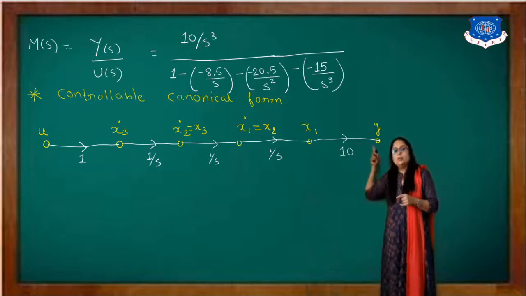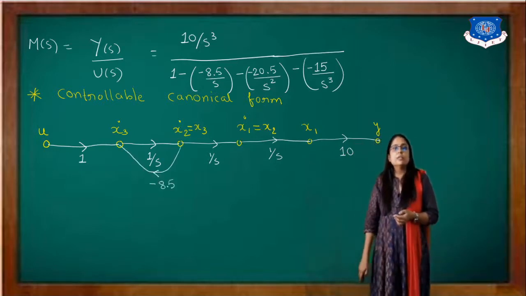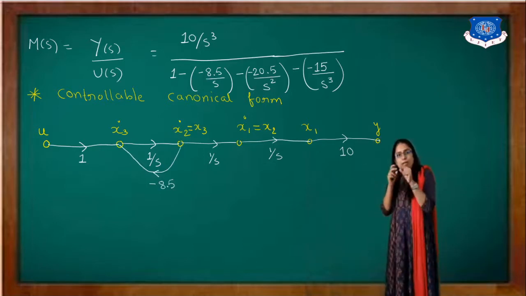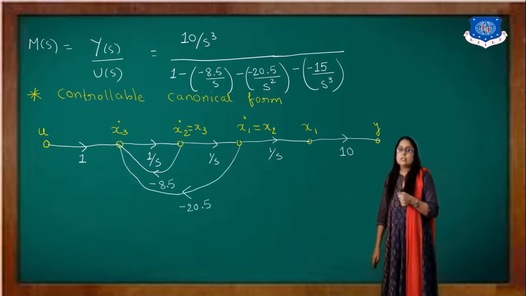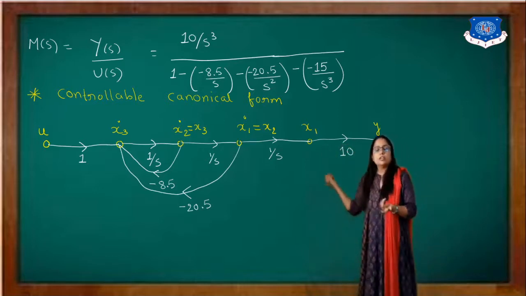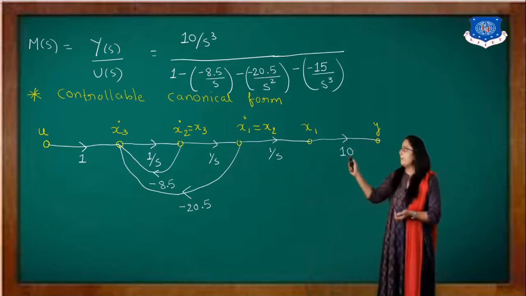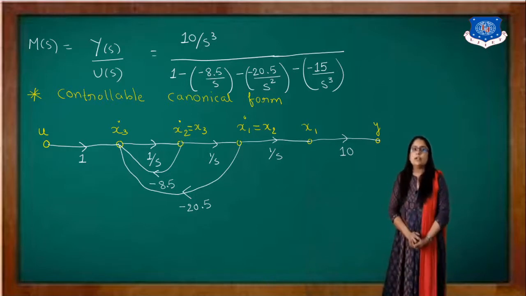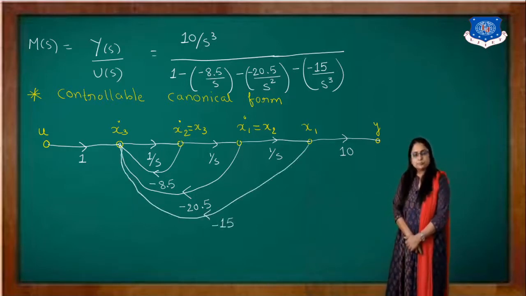Now, for the denominator, what will we do? We will specify each individual loop. The first is 8.5 here, so when you multiply this it becomes minus 8.5 by s. Then s square. You just multiply the loop, the same thing you people do in SFG: 1 by s multiplied by 1 by s multiplied by 20.5. So that gives me 20.5 by s square. Then the last one is this.